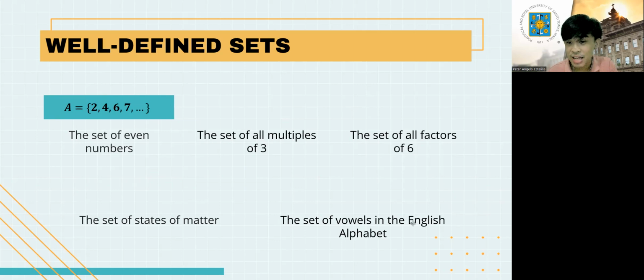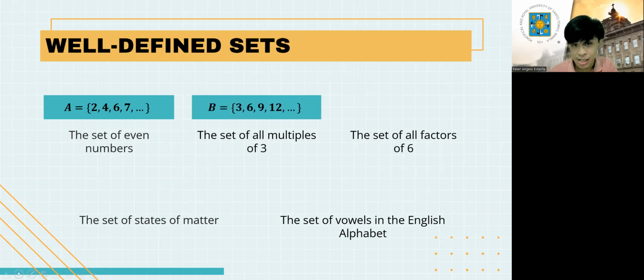Right? We were introduced already to multiples and factors. When we say multiples, it means the result when we multiply this number to a certain number. So for example, 3 times 1 gives us 3, 3 times 2 is 6, 3 times 3 is 9. So multiples of 3 are 3, 6, 9, 12, and so on and so forth.